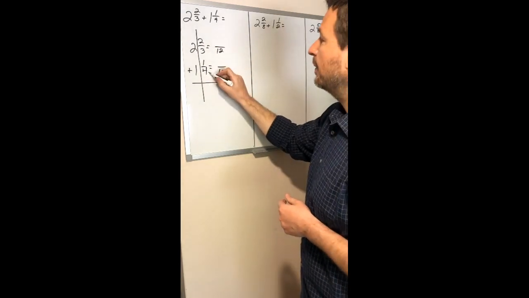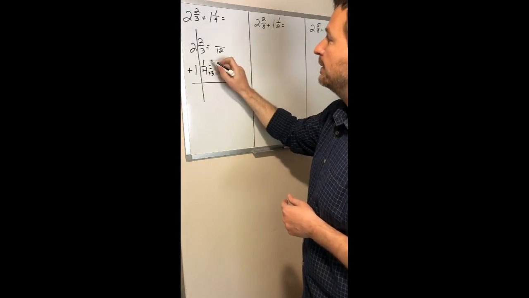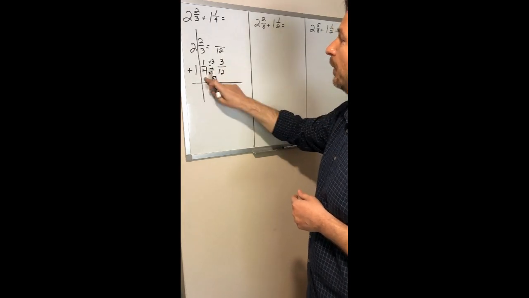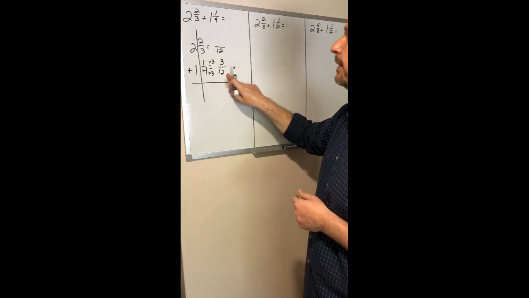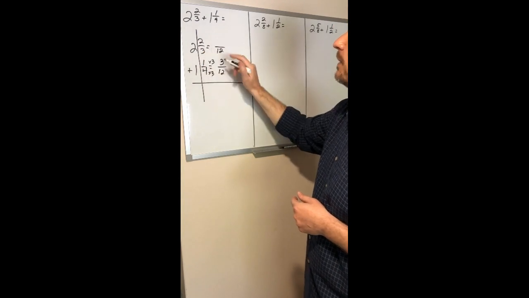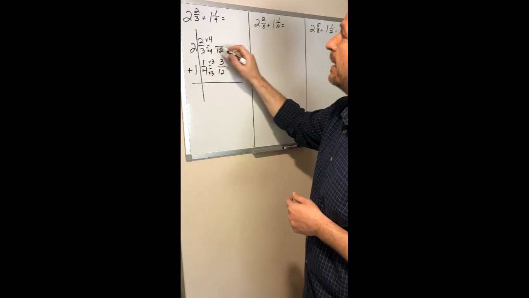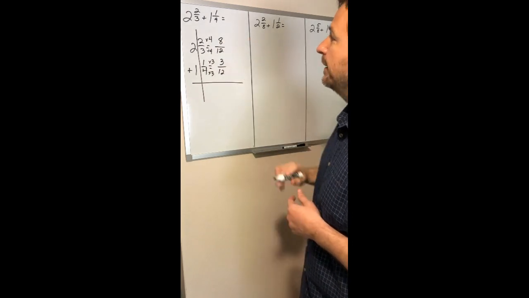Because 4 times 3 is 12. Remember, if I do it to the bottom, I have to do it to the top. 1 times 3 is 3. So 1/4 is equal to 3/12. Let's do 2/3. 3 times 4 is 12. So if I do it to the bottom, I have to do it to the top. So 2 times 4 is 8.